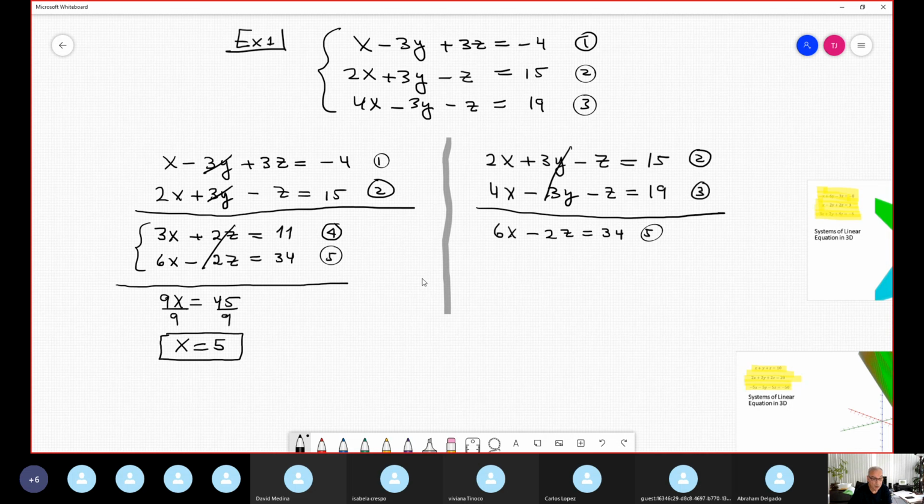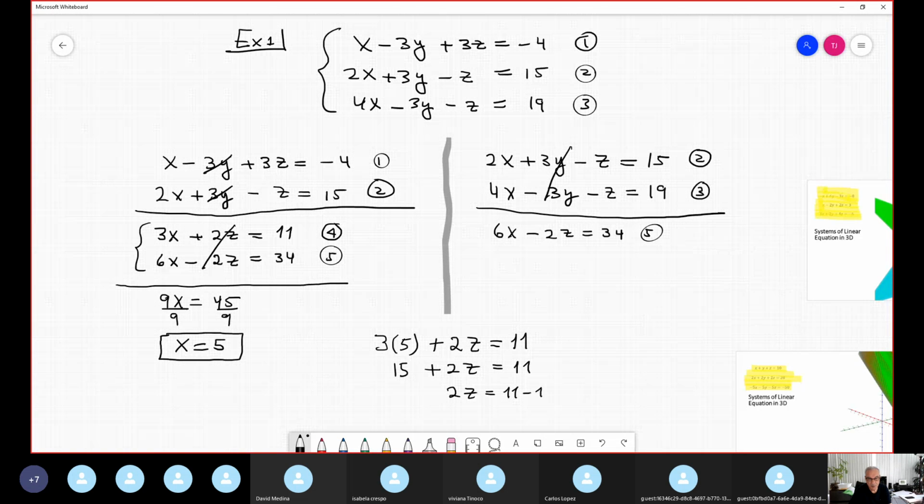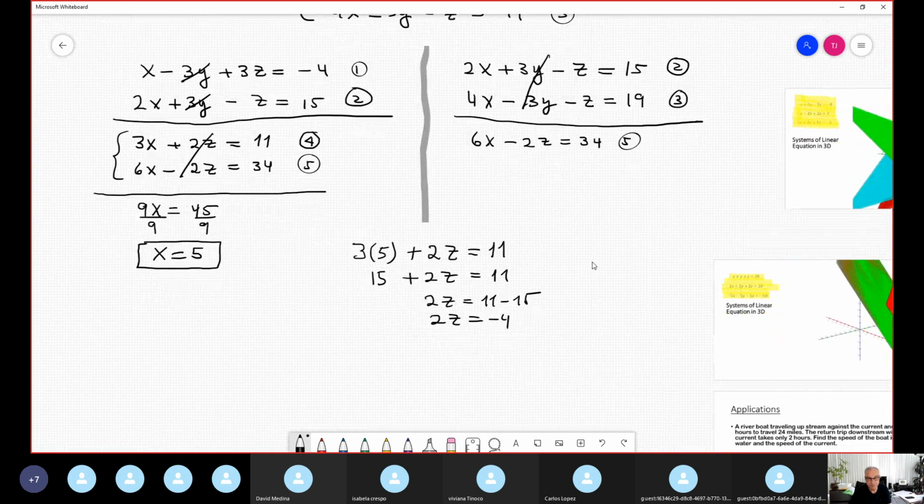For example, in my paper, I select the equation number 4. You can select 4 or 5. It doesn't matter. You select number 4. So you plug in 3 times 5. You replace x for 5 plus 2z equal 11. That's all for z. This is 15 plus 2z equal 11. 2z is equal 11 minus 15, okay, negative 4, divided by 2. So you can see it's negative 2.